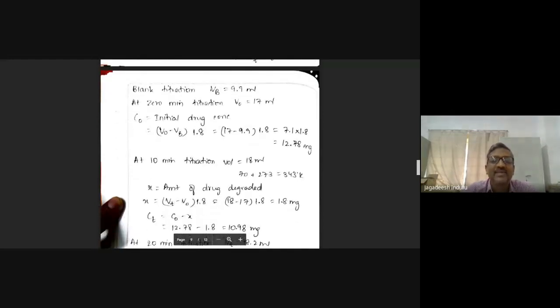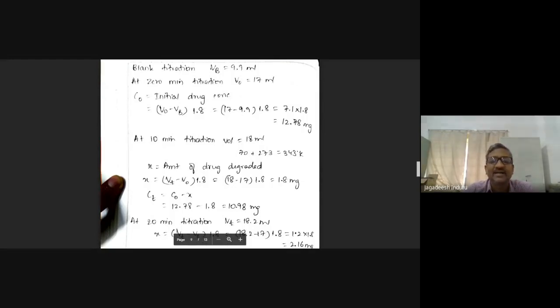At 10 minute titration volume is 18 ml. So we have heated it to different temperatures. I have already told. For the 70 degree centigrade, it is 273 plus 70, it is 343. At 70 degree centigrade, the value X is equal to amount of drug degraded, Vt minus V0. V0 is already present.